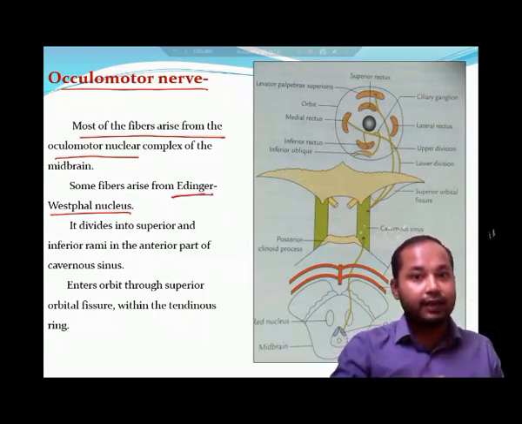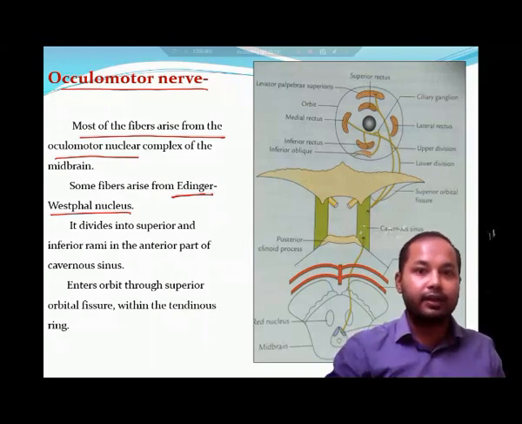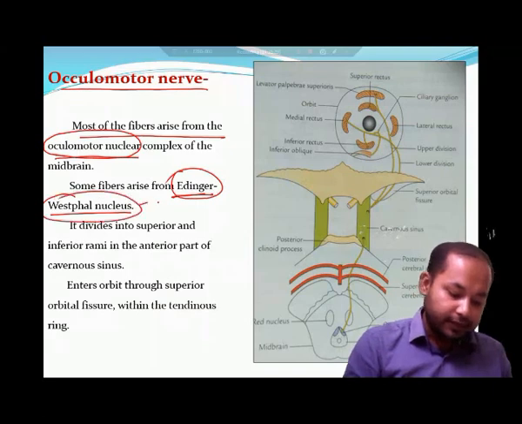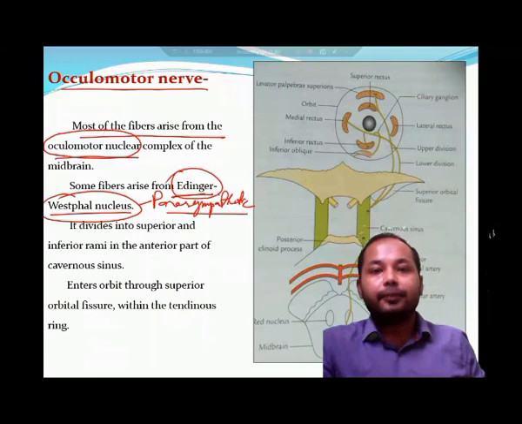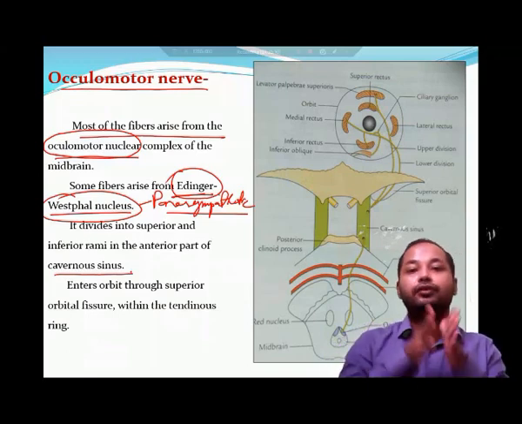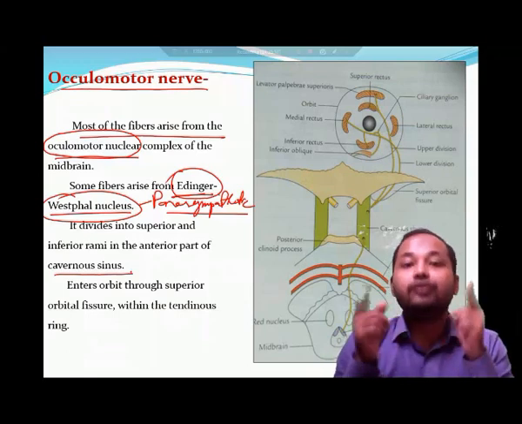I think you must know that the nuclei of 3 and 4, oculomotor and trochlear, are in the midbrain. So the oculomotor nuclear complex provides its nerves, and the Edinger-Westphal nucleus provides the parasympathetic nerves, so that the ciliary and the constrictor pupillae muscles are being fed. So these are coming from those nuclei, and they are finally going through the cavernous sinus. The cavernous sinus is present on both sides of the body of the sphenoid, and finally they come out through the superior orbital fissure.